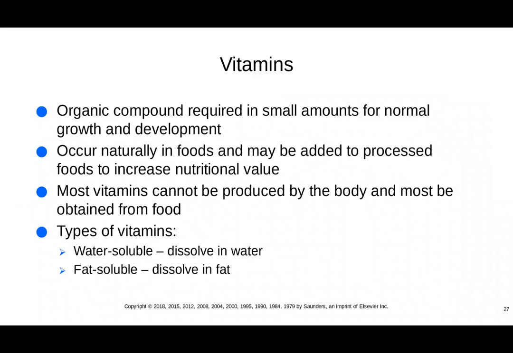Okay, so vitamins are micronutrients. This is an organic compound required in small amounts for normal growth and development. They occur naturally in foods and also may be added to processed foods to increase their nutritional value. Most vitamins cannot be produced by the body, and most are obtained from food. So there's 2 different types of vitamins. There's water-soluble, which dissolve in water, and fat-soluble, which dissolve in fat.